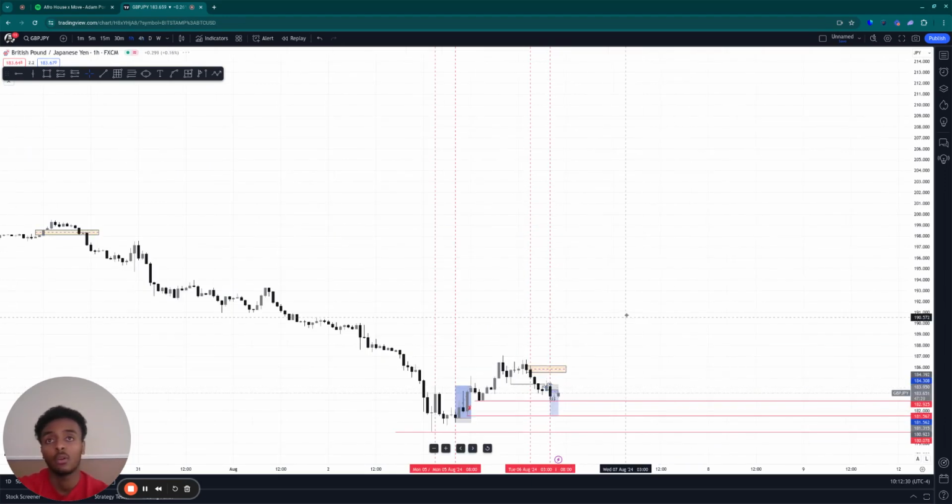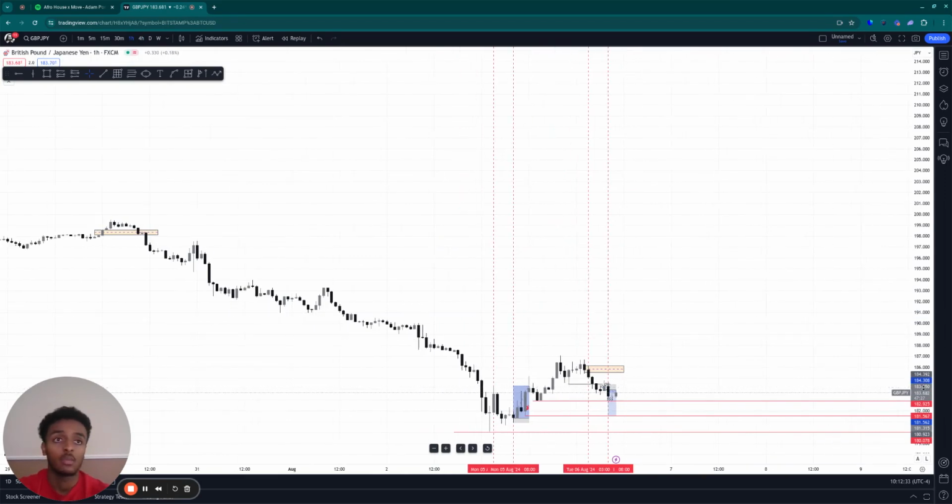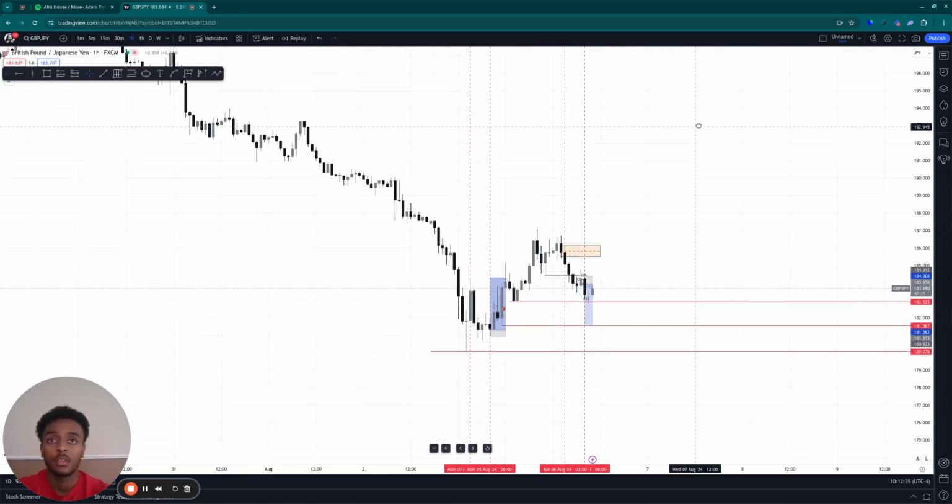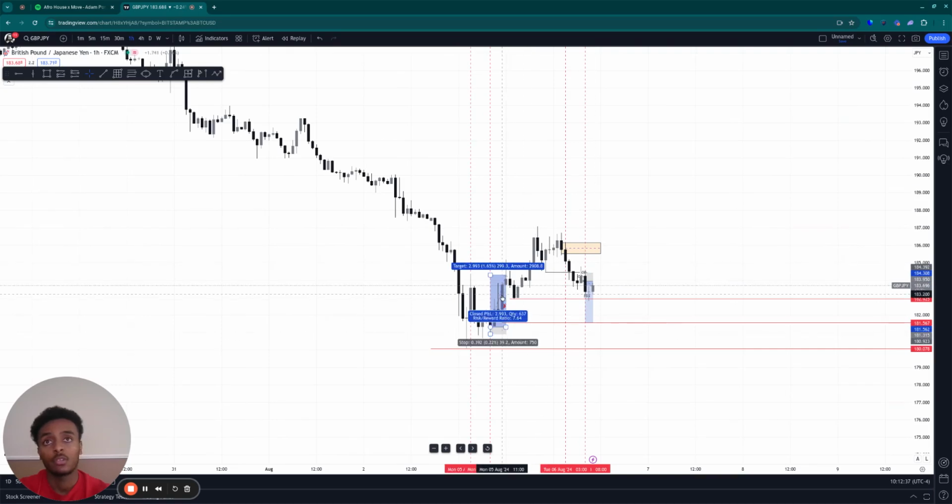So what do I wait for? Well, I get an hourly break of structure. We get this 4 hour retrace. We also caught this move, but I didn't send this in the Discord, so I'm not going to talk about it. We caught a 1 hour break of structure right here, and from that place I marked out the order block that caused it.